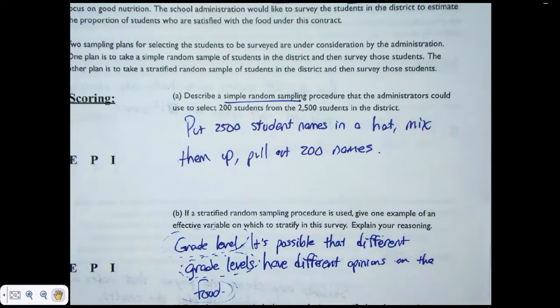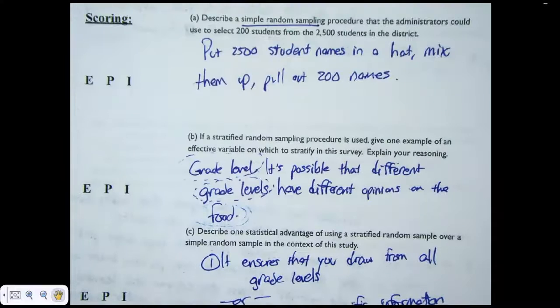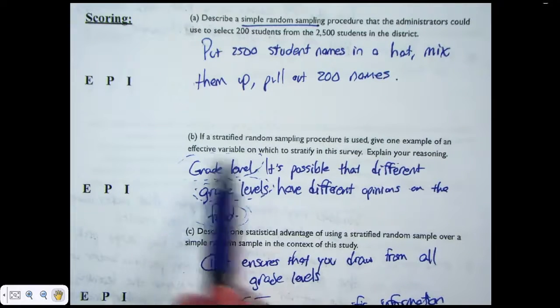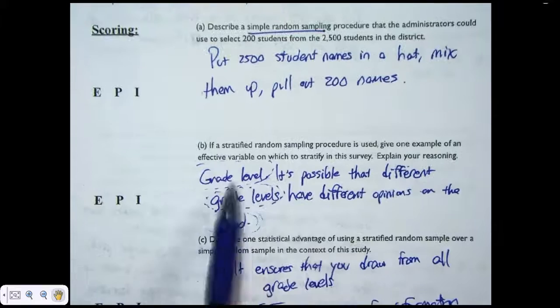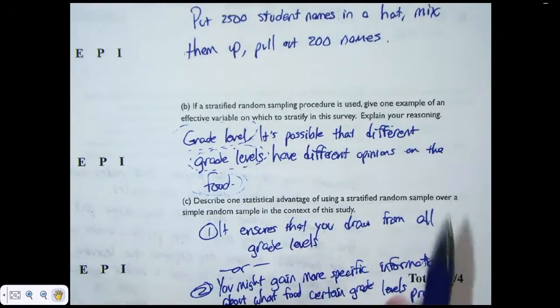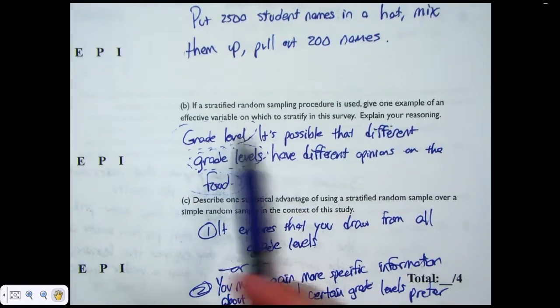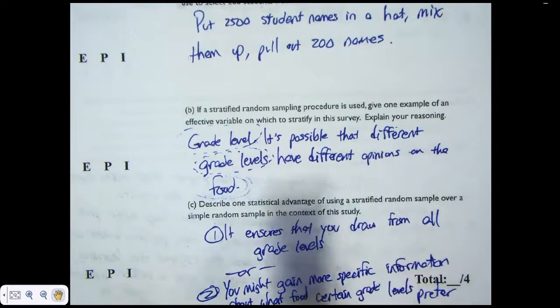In part B, they say, well, what if we were going to stratify? Stratified is when you split things into groups where the groups are similar to each other in some way that matters. So I did grade level, but I put dots around it because I think you could put something else there and still get away with it. I did grade level because it's possible that different grade levels have different opinions on the food.